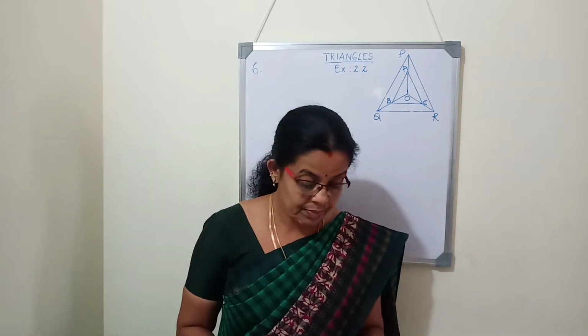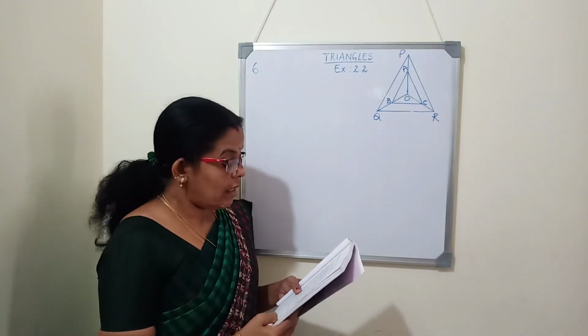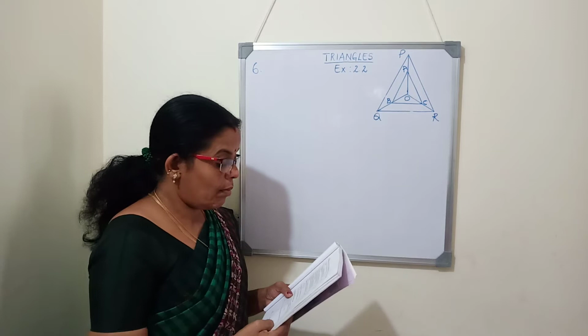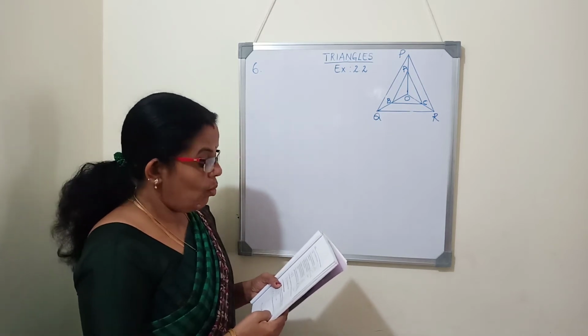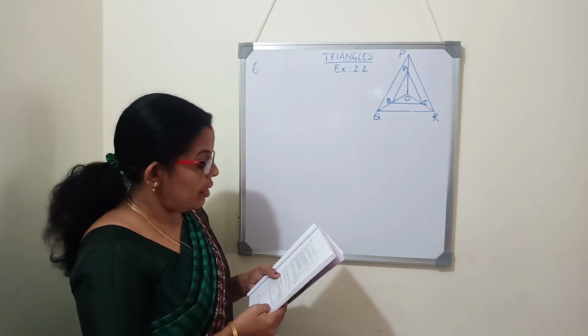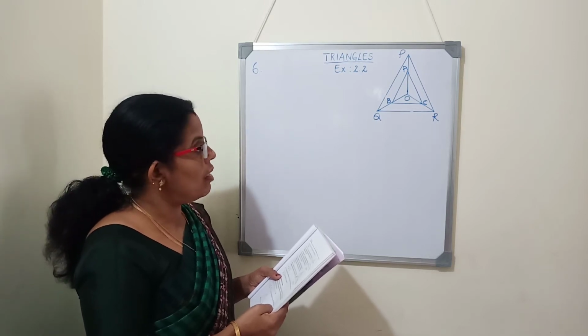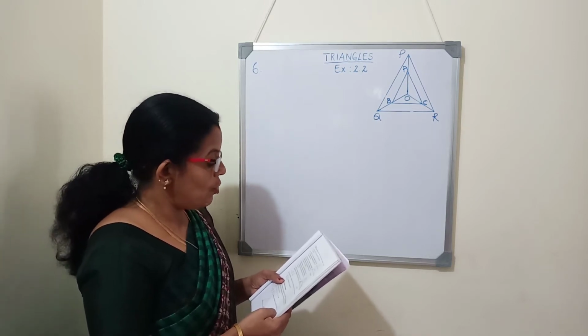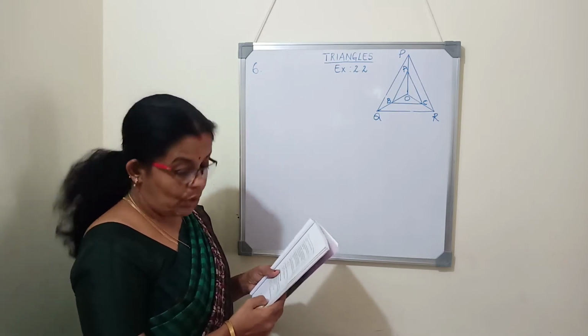Sixth question. In the given figure, A, B, C are points on OP, OQ and OR respectively such that AB is parallel to PQ and AC is parallel to PR. We have to show that BC is parallel to QR.